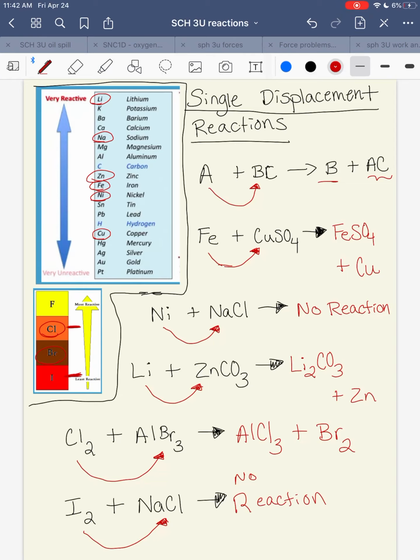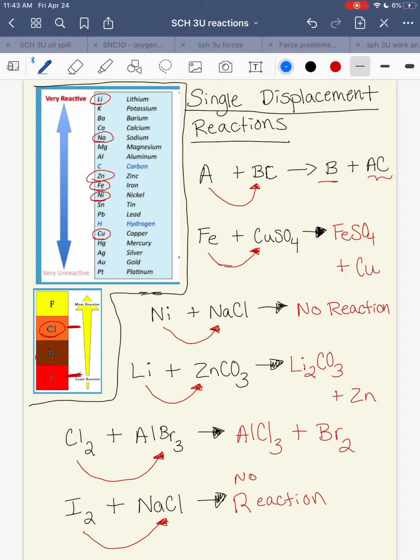Okay, so when you're looking at single displacement reactions and you're trying to predict the products, you always want to use your activity series. The only way the reaction happens is if whatever is trying to do the replacing is more reactive than whatever is being replaced. So we need to have a more reactive metal replacing a less reactive metal, or a more reactive nonmetal replacing a less reactive nonmetal. If it's the other way around, then we will get no reaction.